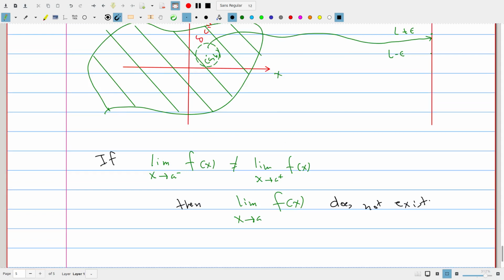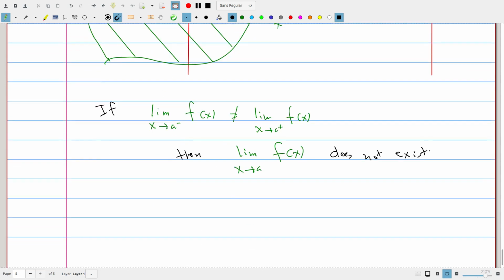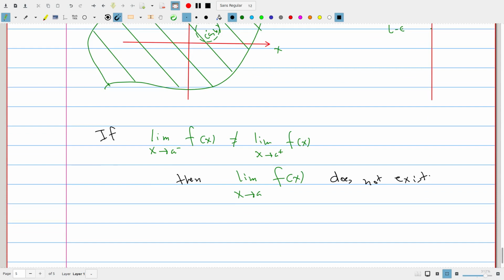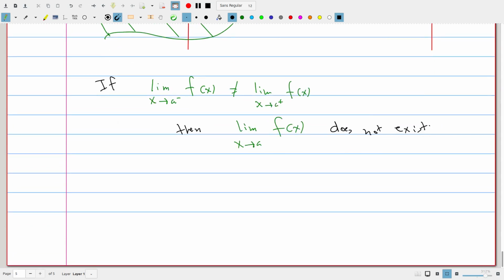But when we're dealing with domains that are two-dimensional, there are infinitely many ways to get to the limit point, right? So for example, if your limit point is at AB, if this is your, sorry.